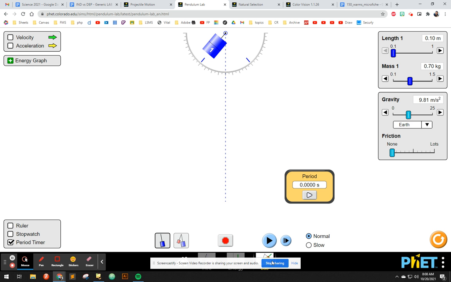All right, these have been my recommendations for making a good science experiment with these PhET simulations.